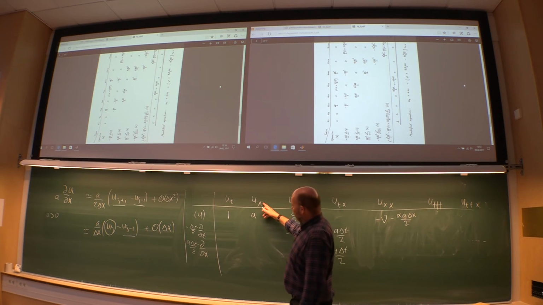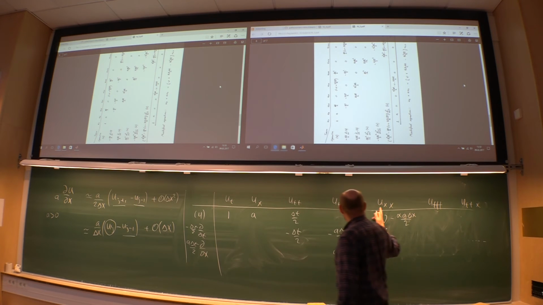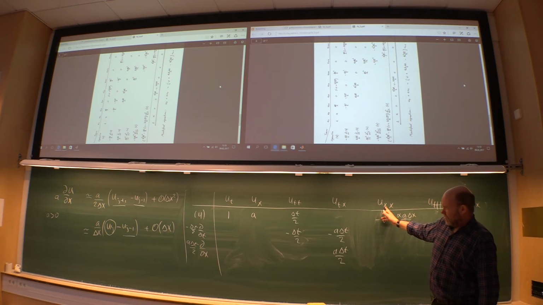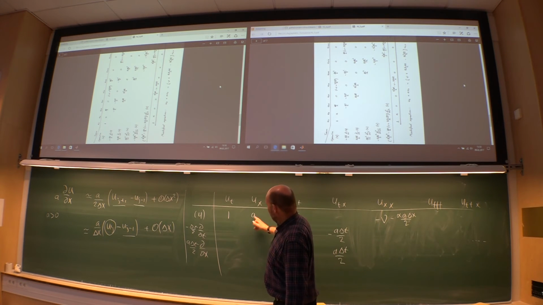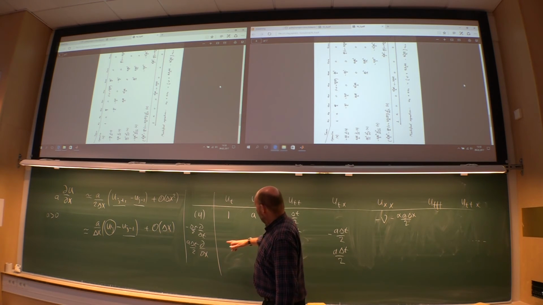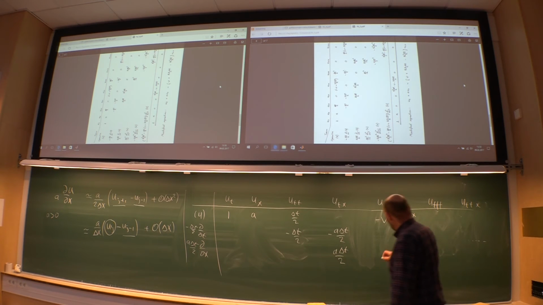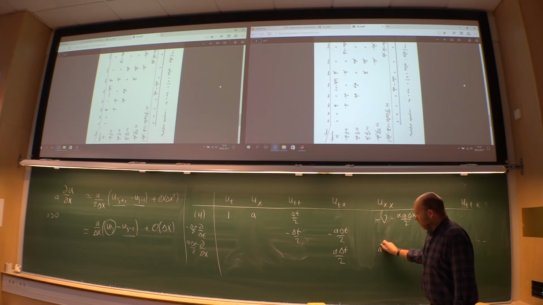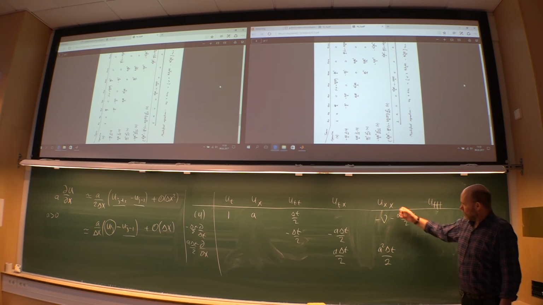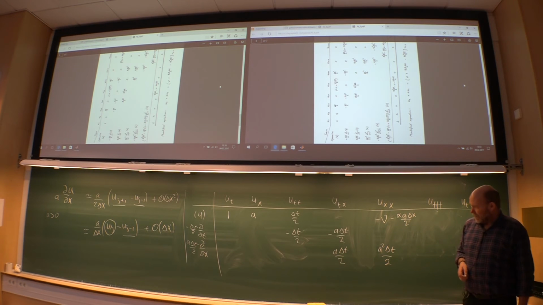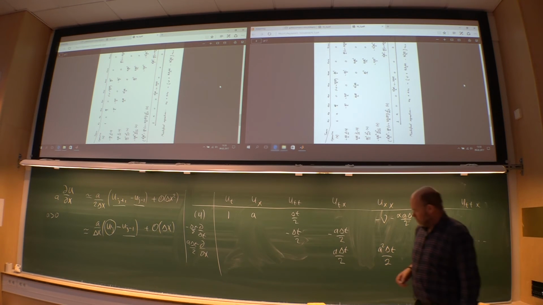And then this guy, the x derivative, he will be something here. And what will it be? It will then read a times this one. So here we'll have something a square delta t half. That comes in addition. And now actually we can stop.